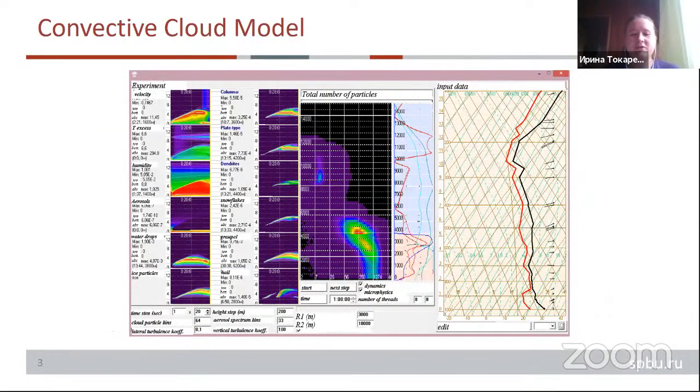Modeling of a convective cloud has been conducted by the use of a time-dependent 1.5-dimensional hydrodynamic model with a detailed description of microphysical processes. The picture here shows the interface for the program where the modeling was conducted. On the right, you can see an aerological diagram. In the center, there is a cloud development field, and on the left, there are different cloud parameters.